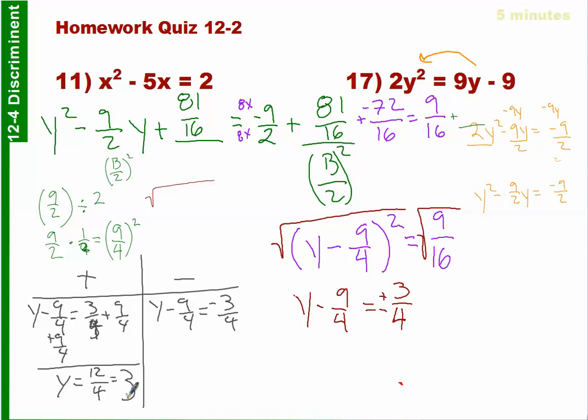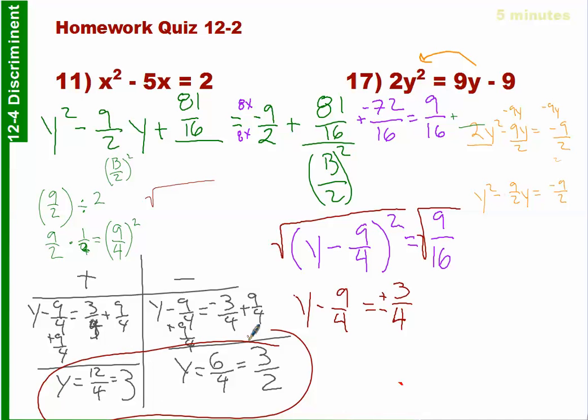In our negative side, we're going to add 9/4 as well. And so we get y is equal to negative 3 plus 9 is 6. We get 6 over 4. 6 over 4 can be reduced. We don't really want it in a decimal form. Let's have it in improper fraction form. What goes into 6? What goes into 4? 2. So we have 3 over 2. And so your solutions, also known as roots of this equation, are y is equal to 3 and y is equal to 3 over 2.